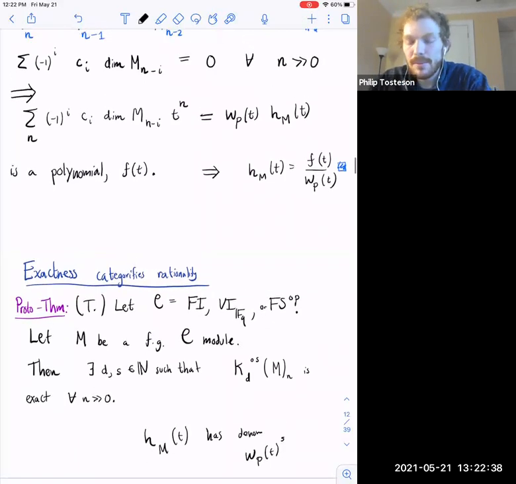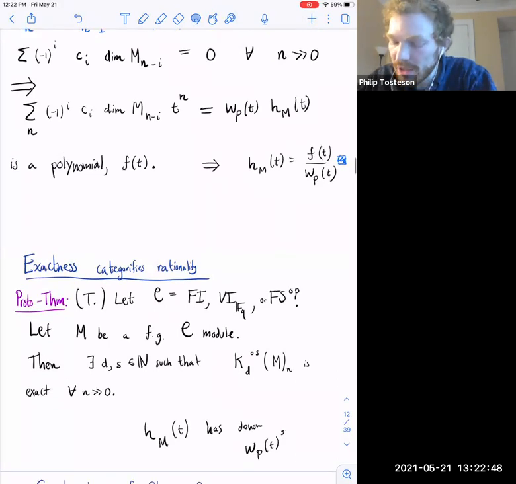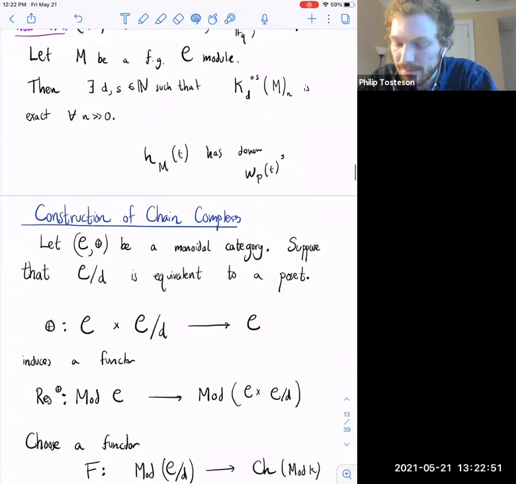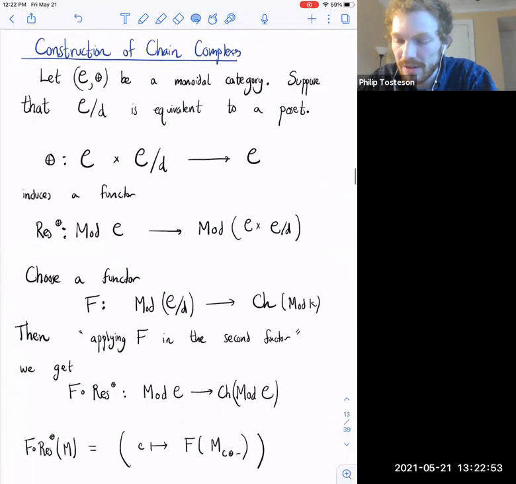But before I tell you about this, I've just told you roughly what the complex KD of M looks like, and I want to tell you actually how to construct it. Then I'll give you some examples of what it looks like more concretely in different cases. Here is the more formal aspect of how you actually construct this complex.